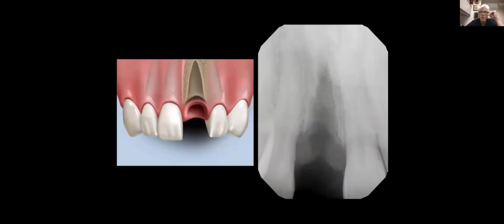So we went back, we atraumatically removed the tooth, and we take a periapical radiograph to ensure that the tooth is removed in total. It is. I'm looking at the facial plate of bone. I'm going to move my screen over a little bit, and you can see that the tooth is removed in total.